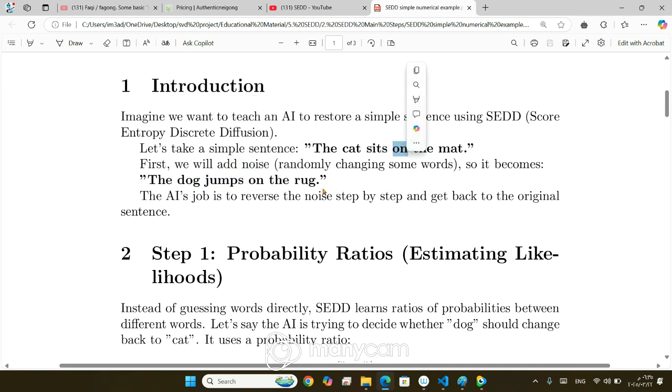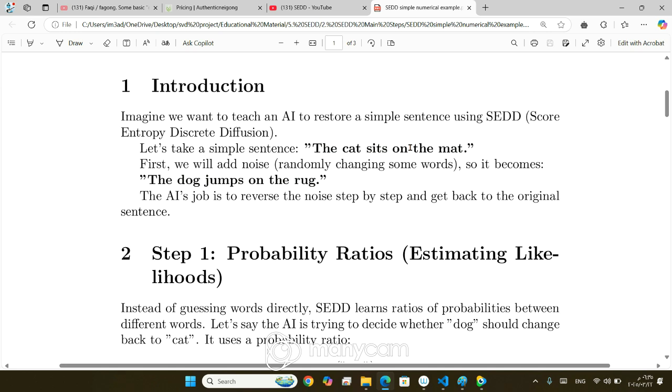The word "on" remains "on." The word "the" remains "the." The word "mat" changes to "rock." And right now, we will train the model to get back from this sentence into order, which is this sentence over here.